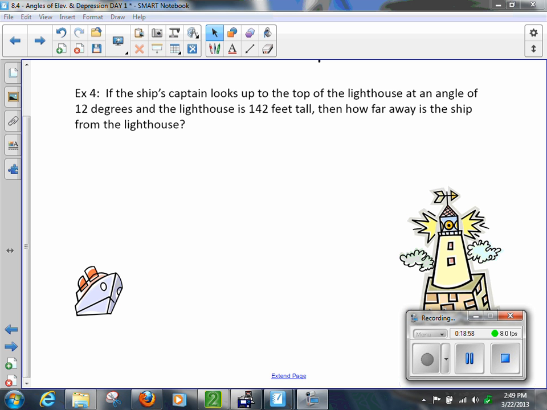Here we go. I don't provide the picture, so it's color time. It says if the ship's captain looks up to the top of the lighthouse. So here's what you need to do. Where's his line of sight? Because here he is.